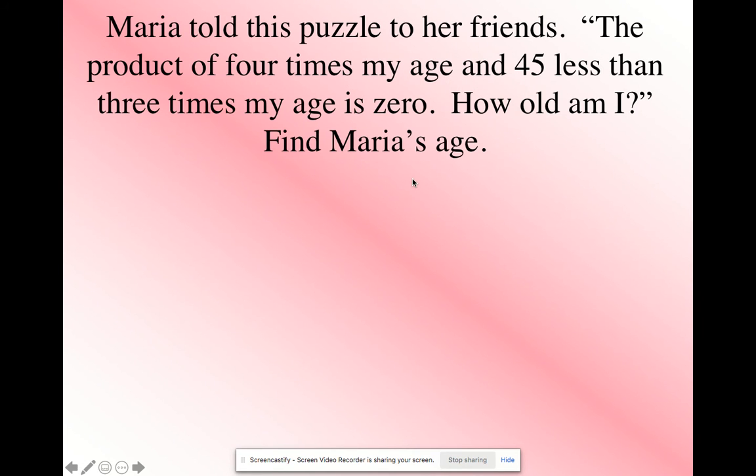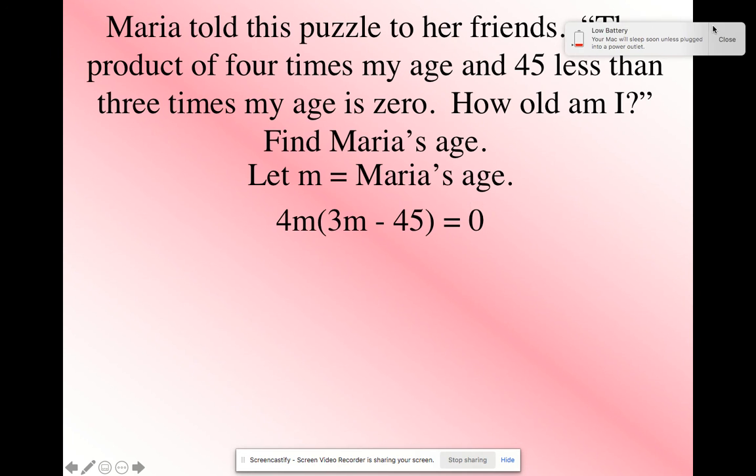You know, you also might see some word problems. Maria told this puzzle to her friend. The product of 4 times my age and 45 less than 3 times my age is 0. How old am I? Find Maria's age. And so what we can do from here is that m equals Maria's age. Okay. We can go ahead and substitute out what we know.